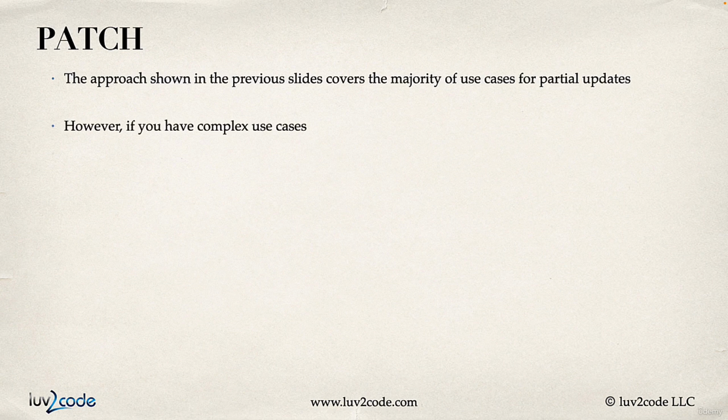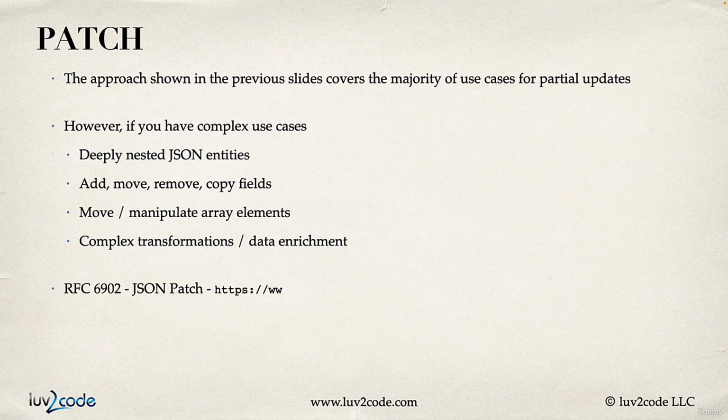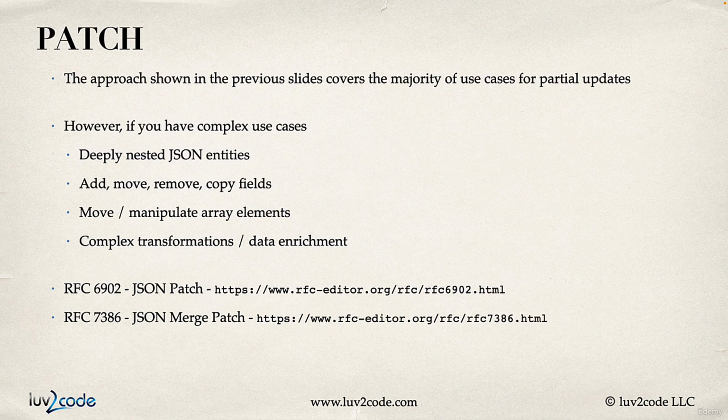However, if you have some complex use cases, like you have some deeply nested JSON entities, or you need to add, remove, copy fields, apply test fields, if you need to move or manipulate array elements, or any type of transformations or data enrichment, then you may want to look at using some of the RFCs for patch. So there's RFC 6902, it's the JSON Patch. There's also RFC 7386, the JSON Merge Patch. You can go to the links I have here on the slide to get details on each one of those. And if you want to see a Java implementation of these RFCs, then you can make use of the JSON Patch project, which is available on GitHub at the link that I have here on the slide.